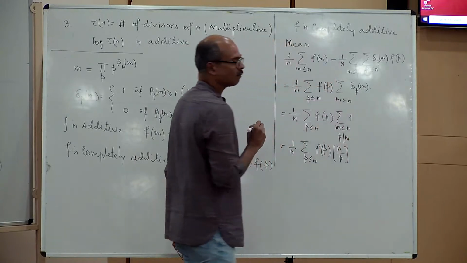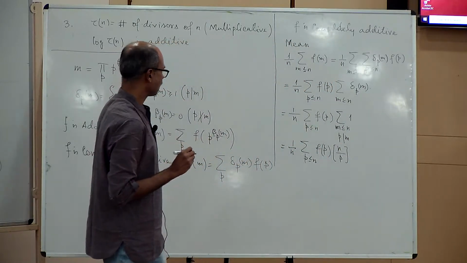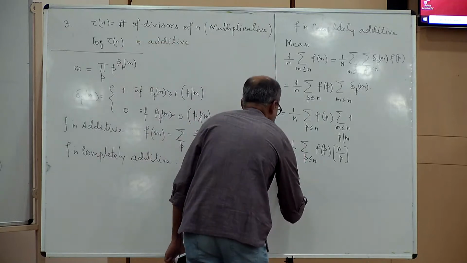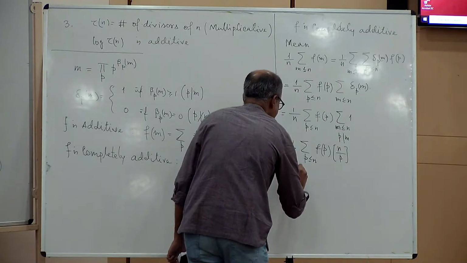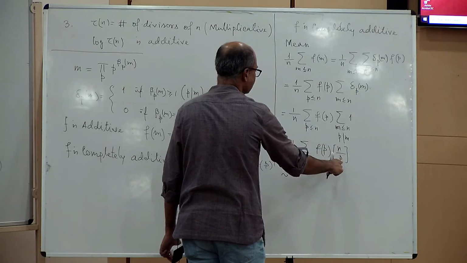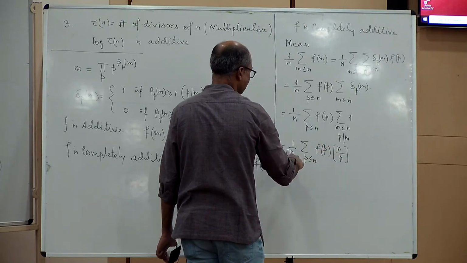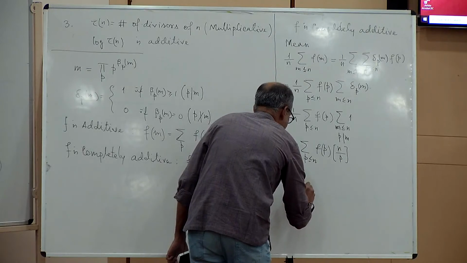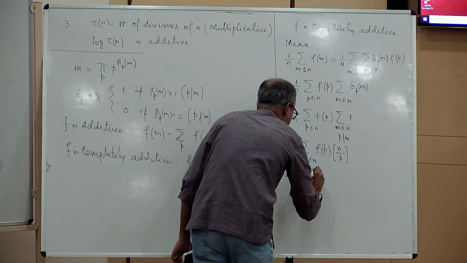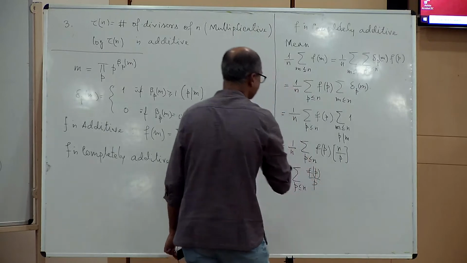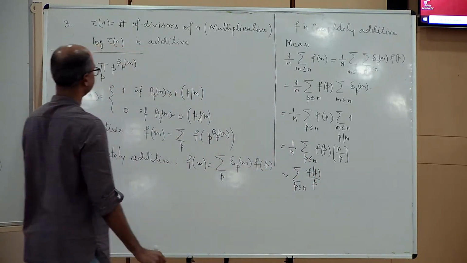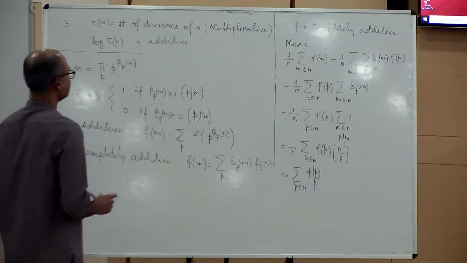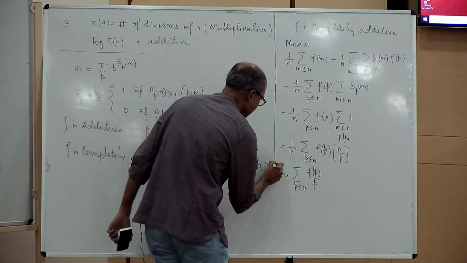So, which is roughly like n by p, and therefore, this sum is, so you have an n by p here. So, n cancels, and what you get is summation p less than equal to n f p by p. It is not exactly equal to, but roughly the same. So, that is the mean. That is the mean of a completely additive function.